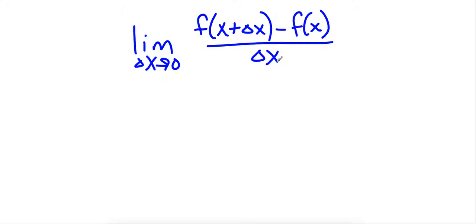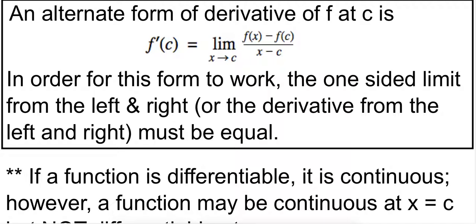There is an alternate form of this, and it's the alternate form of the derivative, and it looks like this. The derivative of f at c is the limit as x approaches c of f of x minus f of c over x minus c. Here's where this comes from.